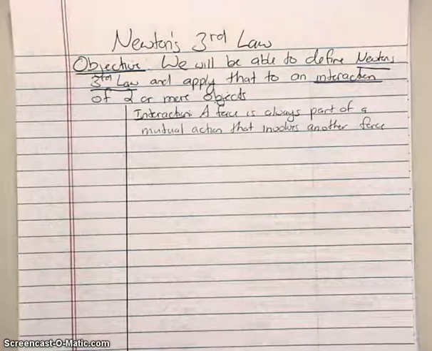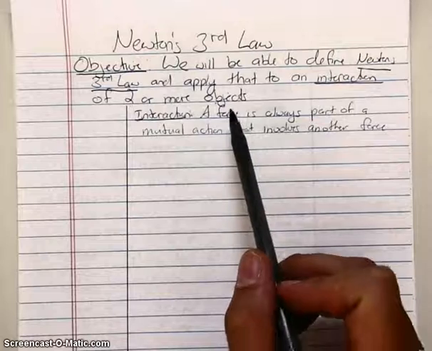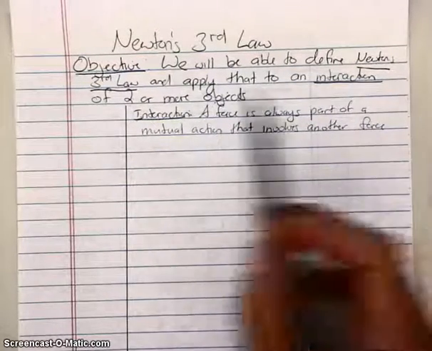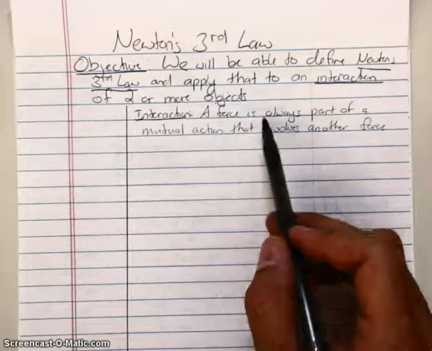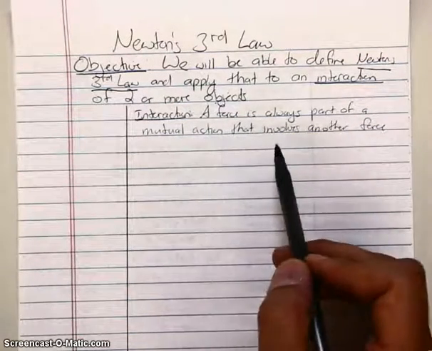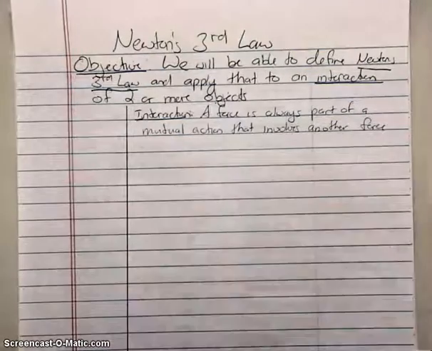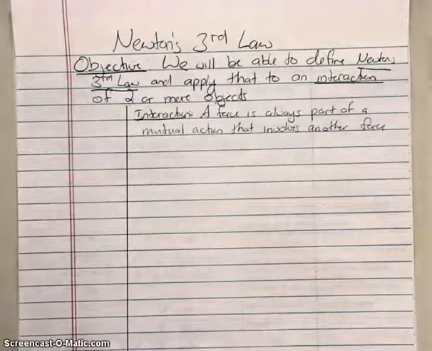So let's first look at what an interaction is. An interaction is a force. A force is always part of a mutual action that involves another force. That is an interaction of two objects. So when two objects interact, we call that an interaction pair or an action-reaction combo.